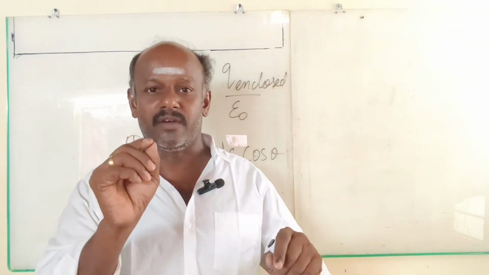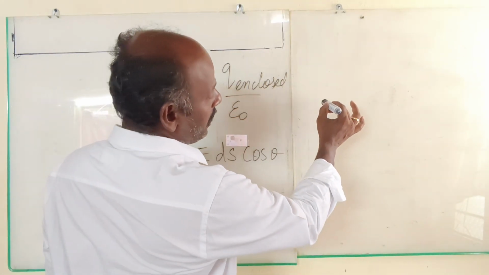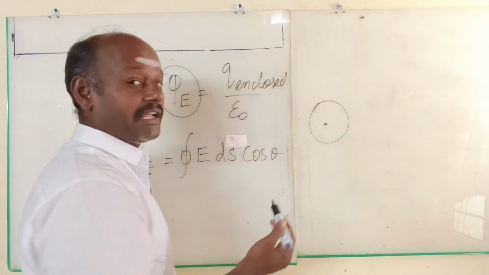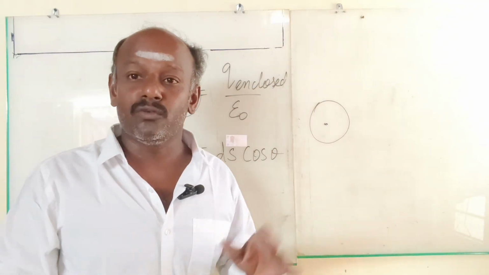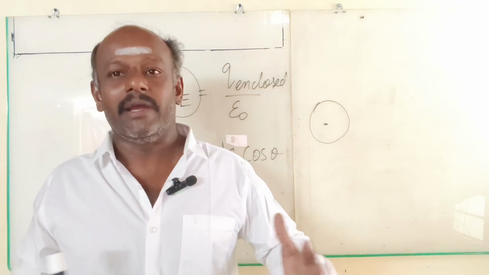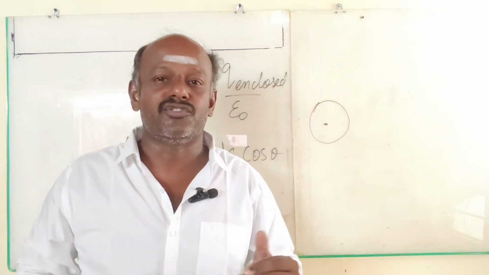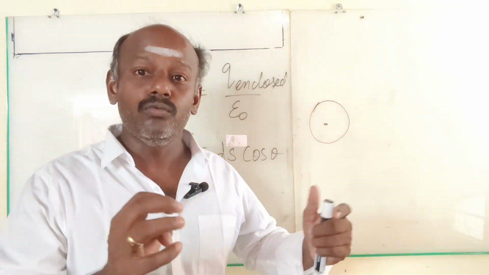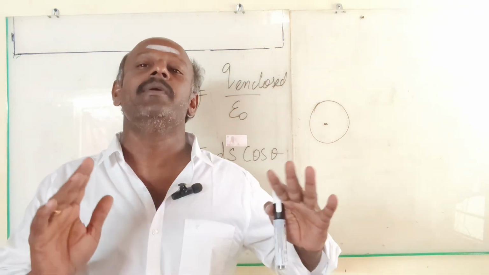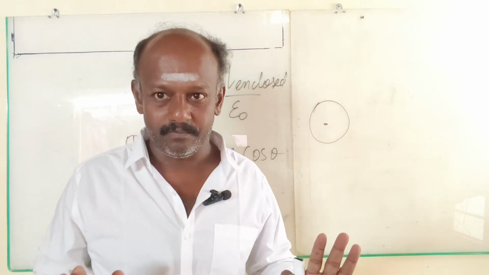Closed surface: if I have taken a point charge, around the charge I can consider any sphere. Around the charge I can consider any cube. By the way, I can choose any geometrical shape. From there, how the electric field will be available, we can measure by using Gauss law.